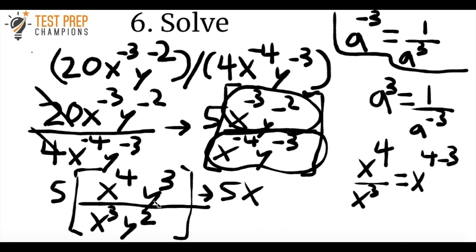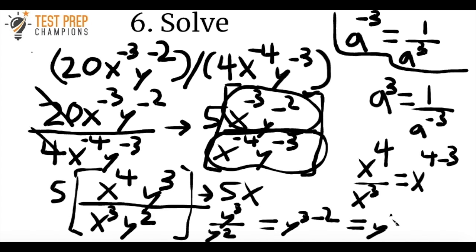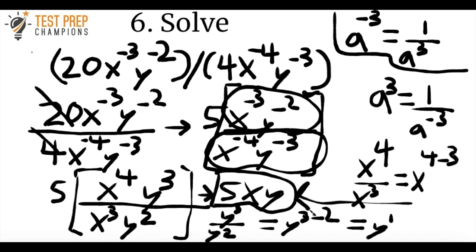Now we can do the same thing with our y's as well. So y cubed divided by y squared is the same as y raised to the 3 minus 2. So we had y raised to the 3, divided by y raised to the 2. That is the same as y raised to the 3 minus 2, which is just 1, so that gives us y raised to the first power, or just y. All right, so that leaves us with 5 times x times y. So the final answer here is just 5 times x times y. That's the answer to the question.